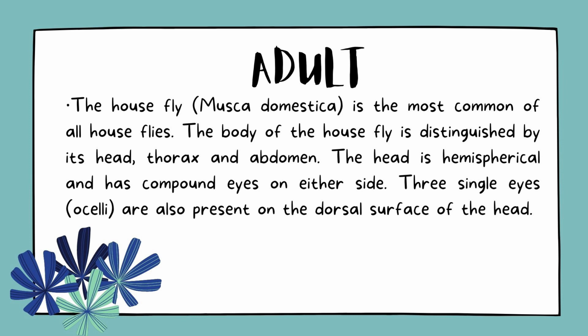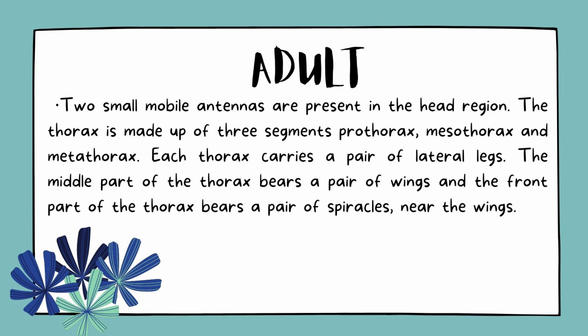The next one is adult. The housefly, Musca domestica, is the most common of all houseflies. The body of the housefly is distinguished by its head, thorax, and abdomen. The head is hemispherical and has compound eyes on either side. 3 single eyes, ocelli, are also present on the dorsal surface of the head. 2 small mobile antennae are present in the head region.